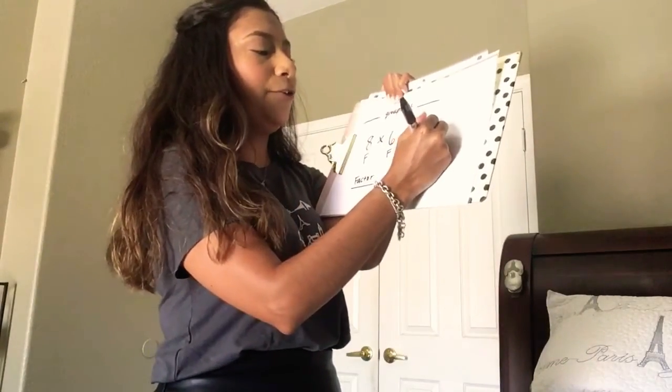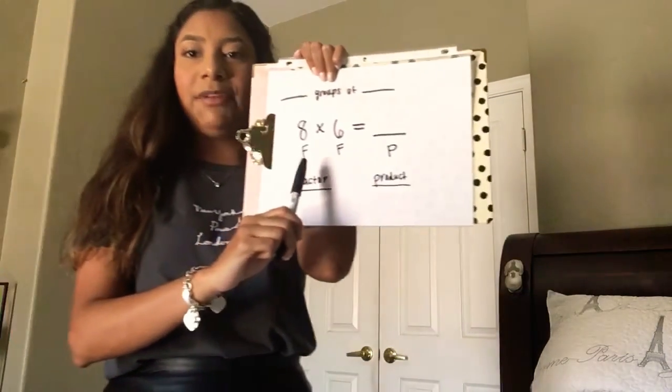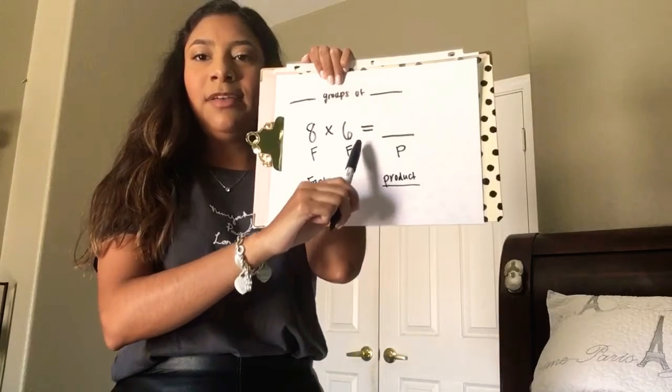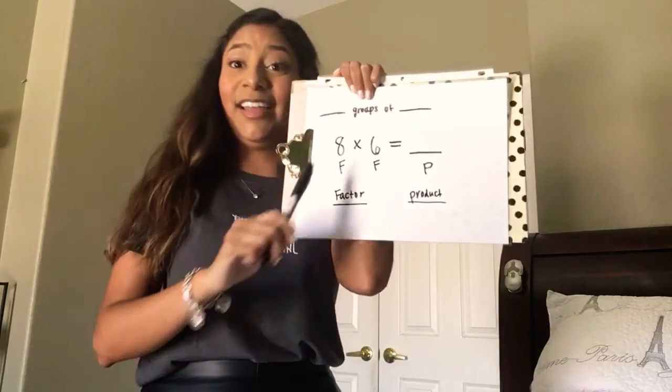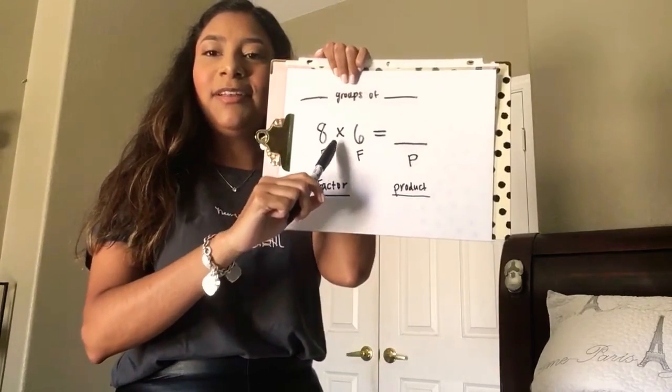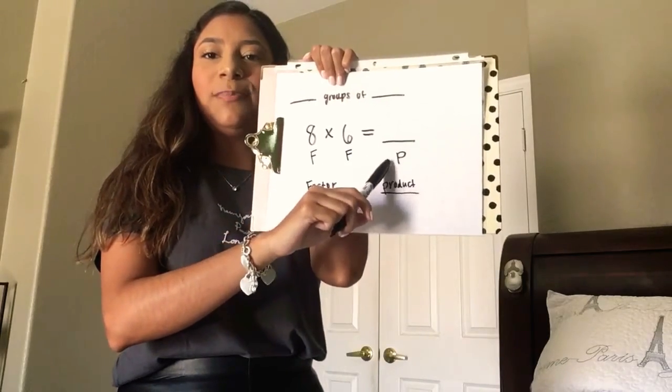So I'm going to put a P under here because when we find it, it's going to be called my product. So we have an F times an F equals P. Let's say that together. Ready, begin. F times F equals P.